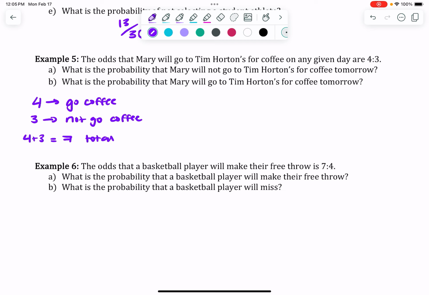So what is the probability that Mary will not go to Tim Hortons for coffee tomorrow? Well, not going for coffee gives me a numerator of 3, and I put my total as my denominator, which is 7. And question B, what is the probability that Mary will go to Tim Hortons for coffee tomorrow? Well, we say 4 represents the going for coffee, and the 7 is the total, so I have 4/7.